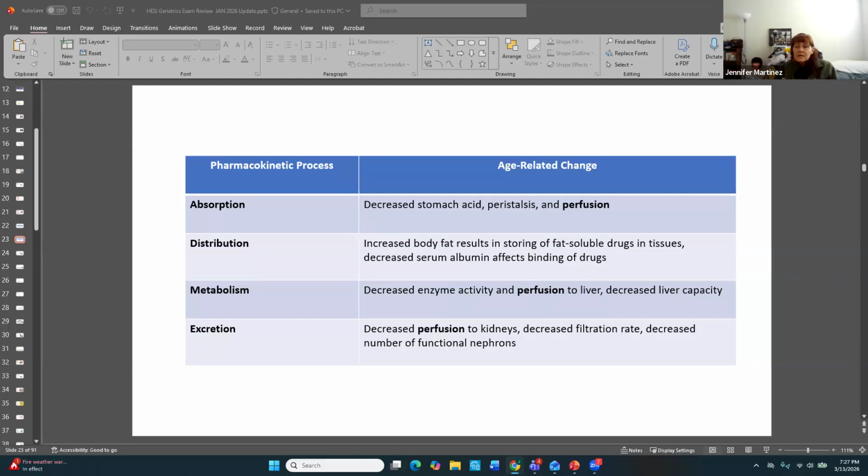Protein binding of drugs. If the drugs are highly protein bound, and they don't have normal albumin levels, that means there's going to be more drug available to exert its action. Metabolism, again, decreased enzyme activity, as well as decreased perfusion to the liver, decreased liver capacity, and then excretion, decreased perfusion to the kidneys, decreased filtration rate, as well as the decrease in number of functional nephrons.